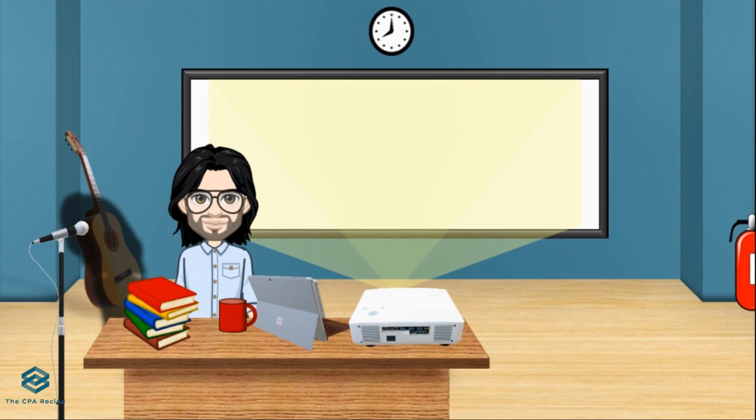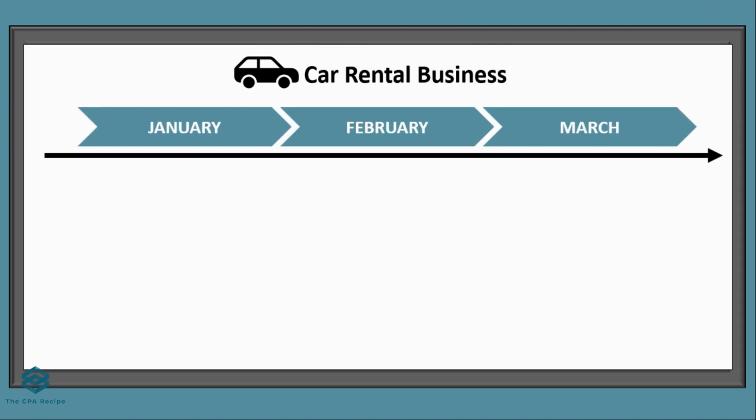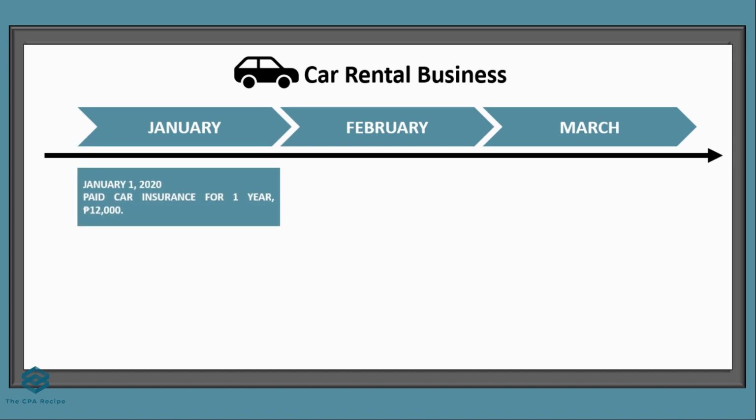Now, going back to the deferred expense, para simple lang let's assume na in our previous car rental business example, your cost is car insurance. So nagbayad ka ng car insurance for 1 year costing 12,000 on January 1, 2020. So on January 1, 2020, you will initially record this payment as a debit to prepaid insurance, which is an asset account, and a credit to cash for 12,000.